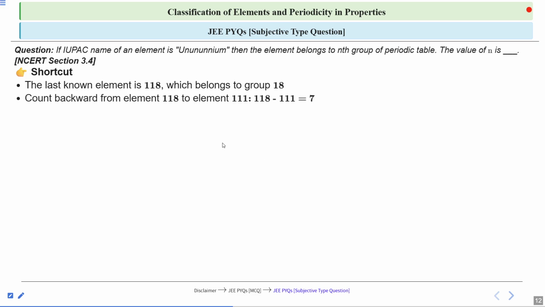Now, how many elements before the 118th element will your 111th element come? So simply subtract: 118 minus 111 is 7. So you move 7 positions back from the 118th. On moving back, you will move from group 18 to which group? 18 minus 7 will give you group 11. You can solve for each and every element and find its group number using this simple technique. You just have to remember the last element of the corresponding period. As simple as that.